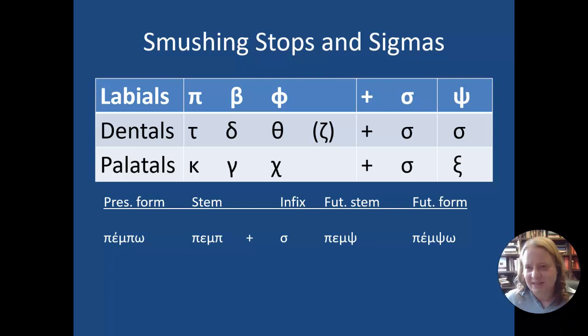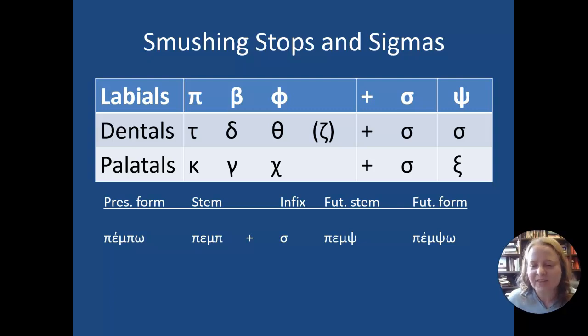means I send. But in the future, pempso is a sound we already have. So pempso means I will send. So sometimes you have to look for the sigma, or if you're pronouncing things out loud, you're going to hear the sigma. Pempso, I hear it when I say it. So that's one reason to at least read it over in your mind as you see sentences.